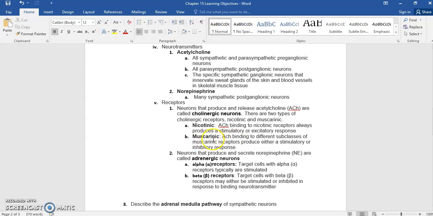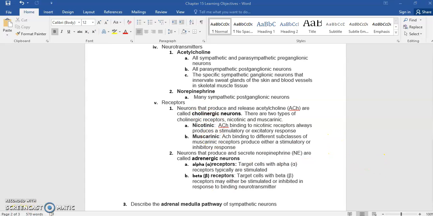Acetylcholine could bind to the muscarinic receptors, and there are different types of muscarinic receptors, which we're not going to go into. We can go down a rabbit hole if we do that, but just realize that it depends on the type. If acetylcholine binds to these, you could inhibit that effector organ, or you could stimulate, excite it too. So we could go either way with those. But definitely remember that the cholinergic neurons produce acetylcholine, and the two types of cholinergic receptors that acetylcholine can bind to are nicotinic and muscarinic.